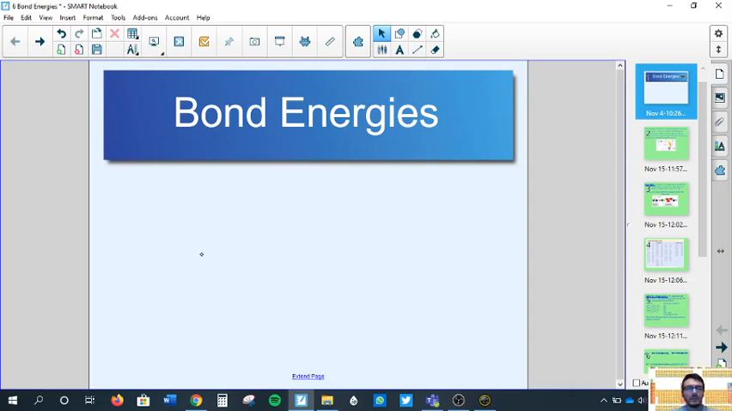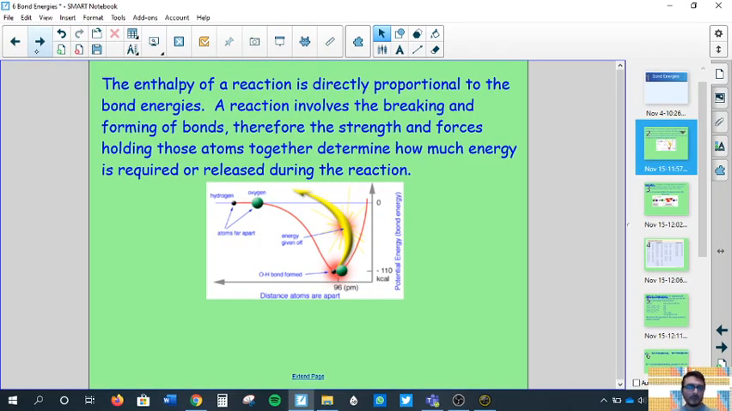Hello, grade 12s. In the next lesson, we're going to go over bond energies, another method of calculating the enthalpy of a reaction. So let's start. The idea behind using bond energies to calculate the enthalpy, or the molar enthalpy, which is probably best to say in this case, stems from the idea that the energy difference of a reaction is directly proportional to the bond energies of the reactants and the products.